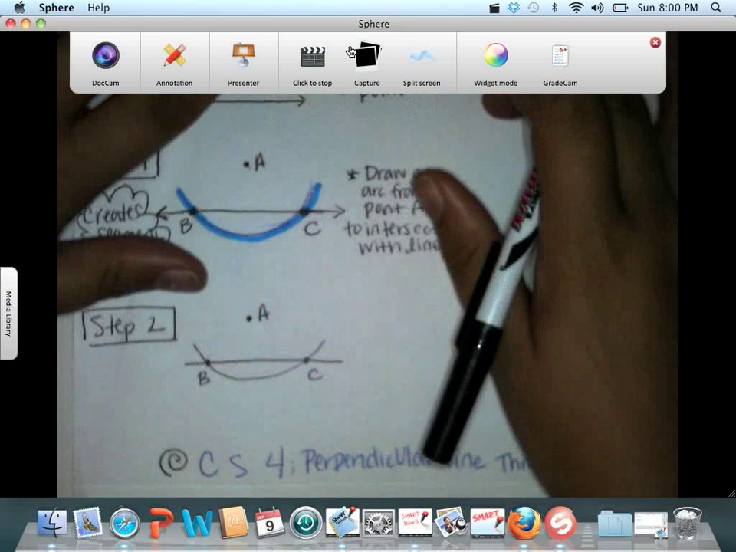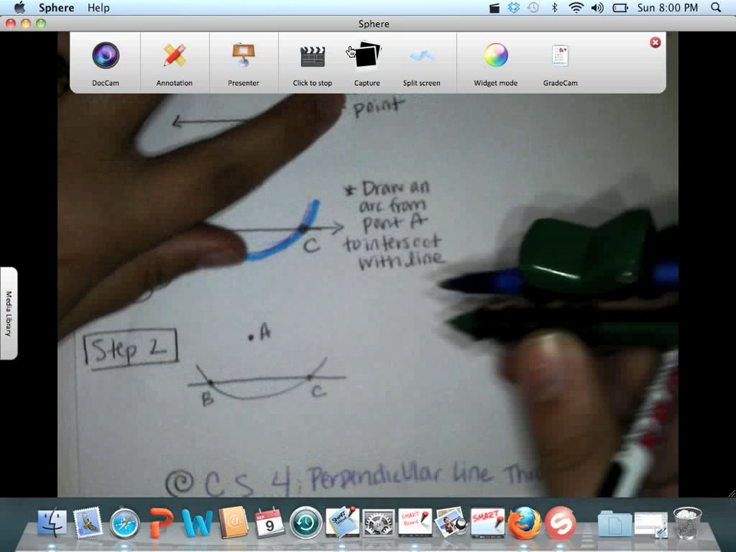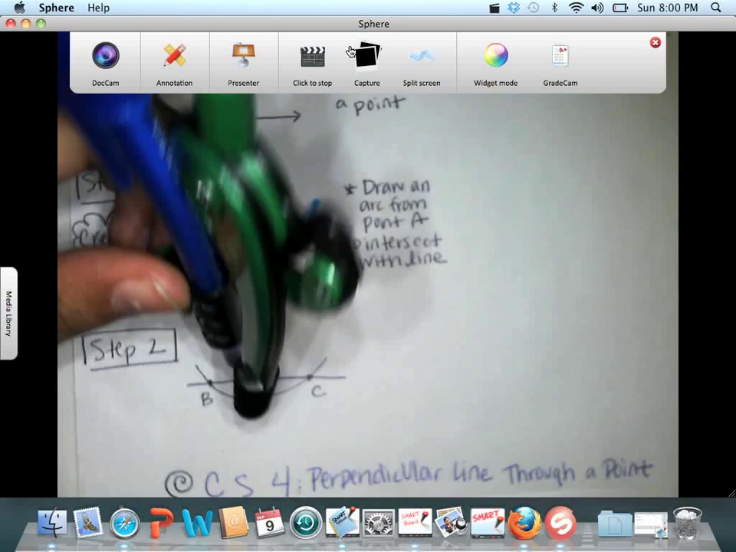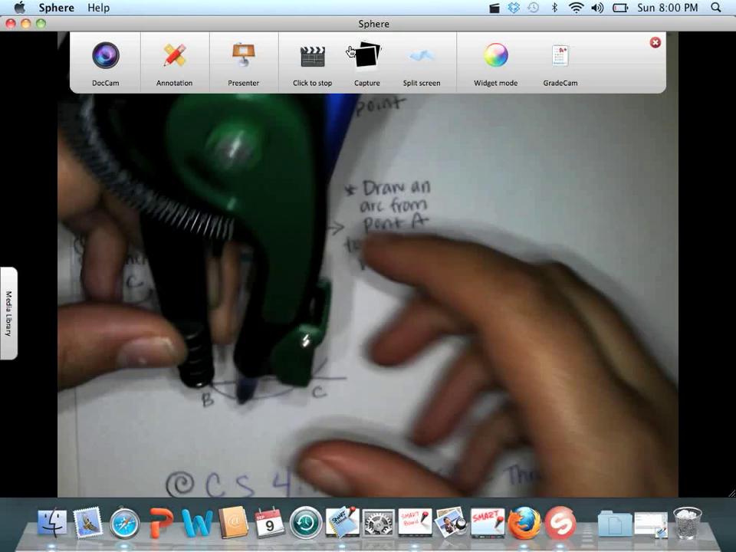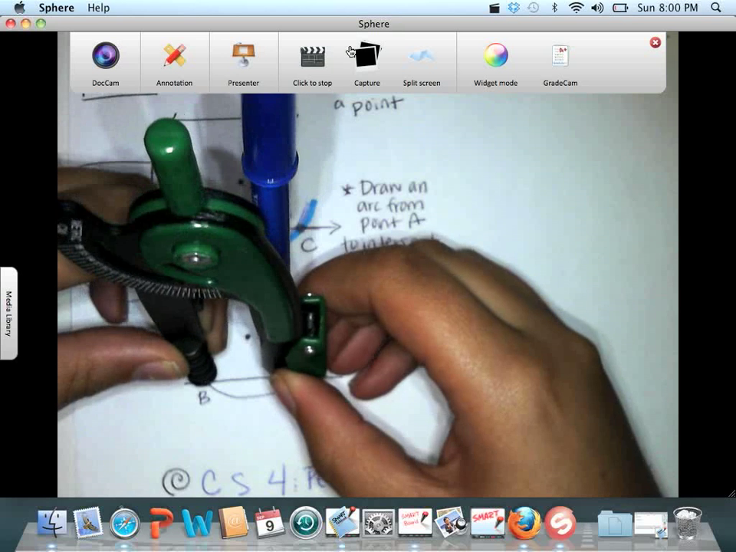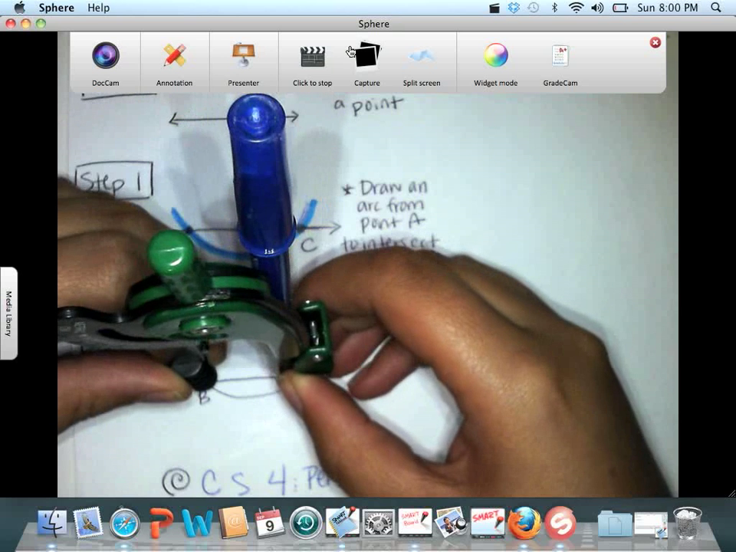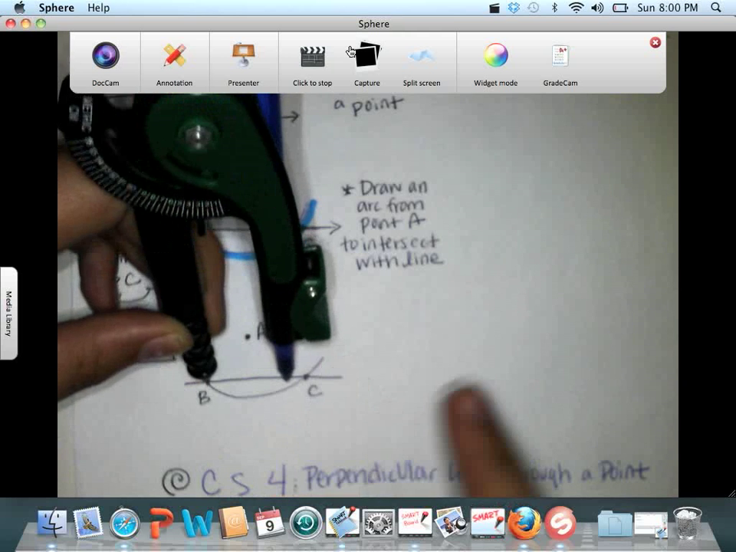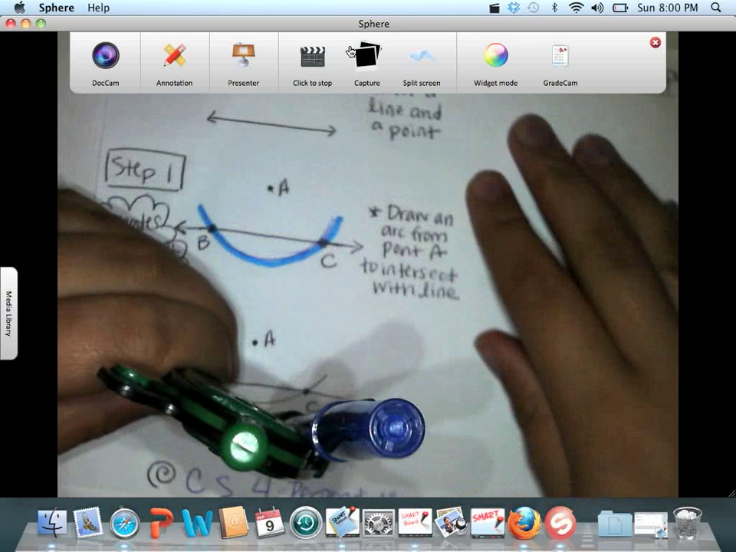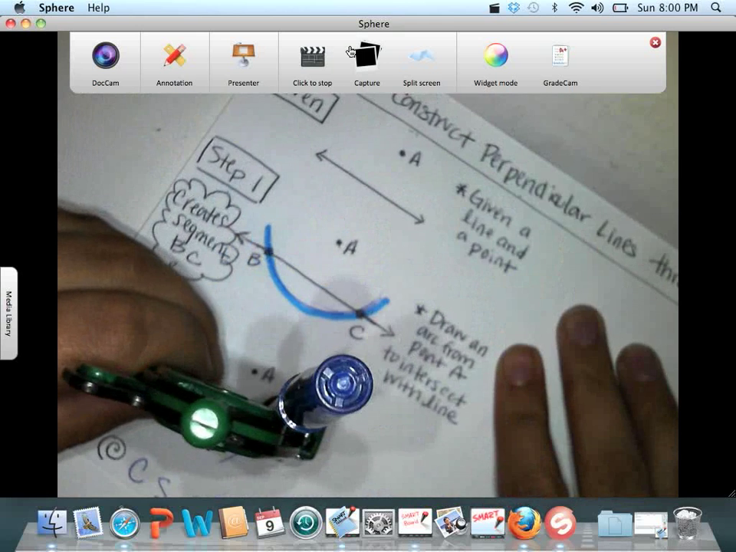So take your compass, and you're going to actually do it from B, because this is the end of your segment. And you just make it a little bit bigger than half, so don't make it all the way to C, just a little bit bigger than half, and you just create an arc.